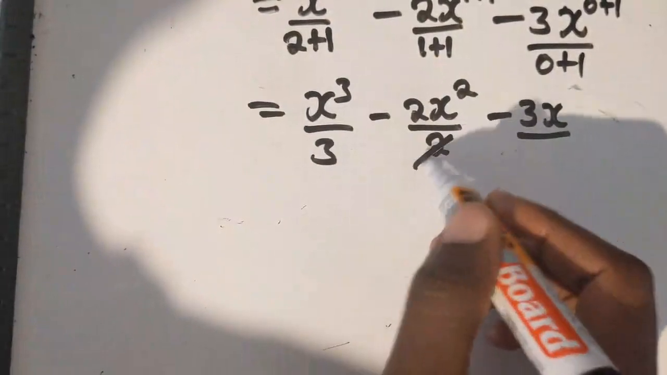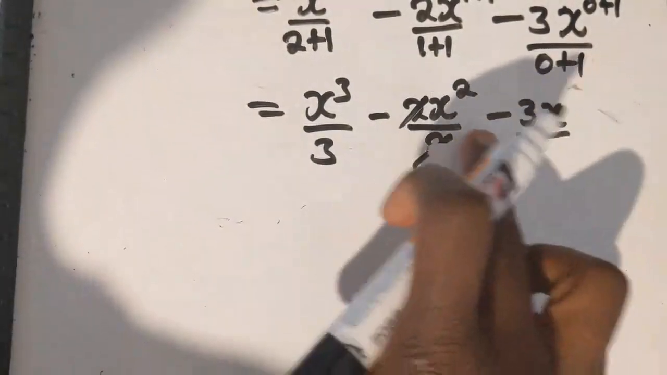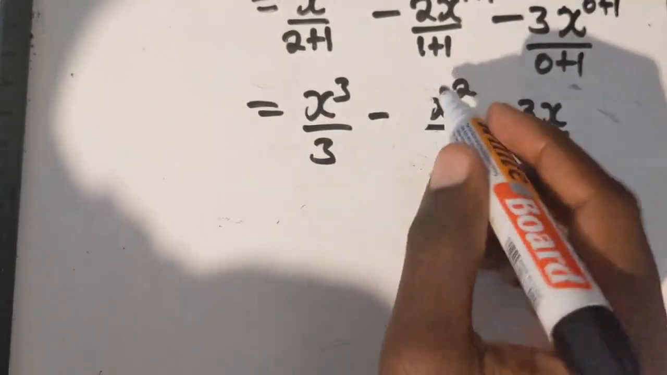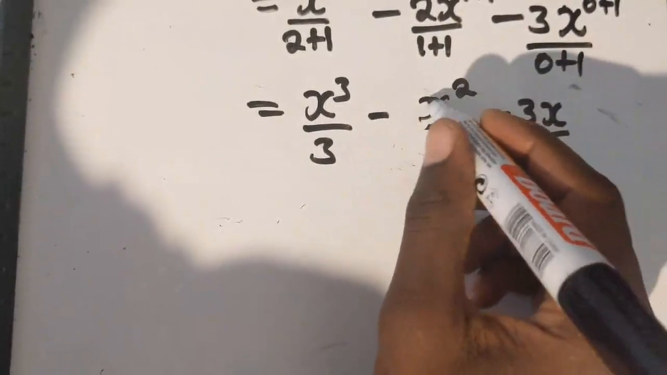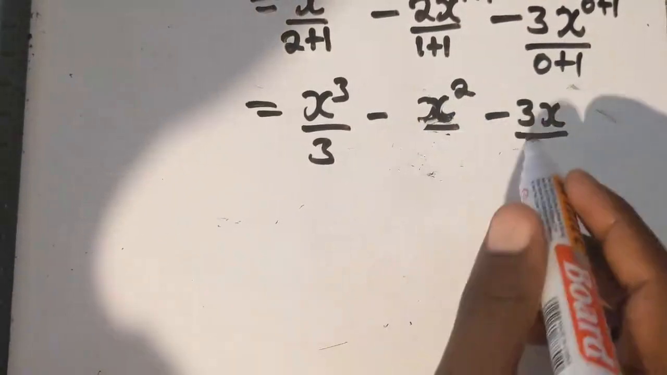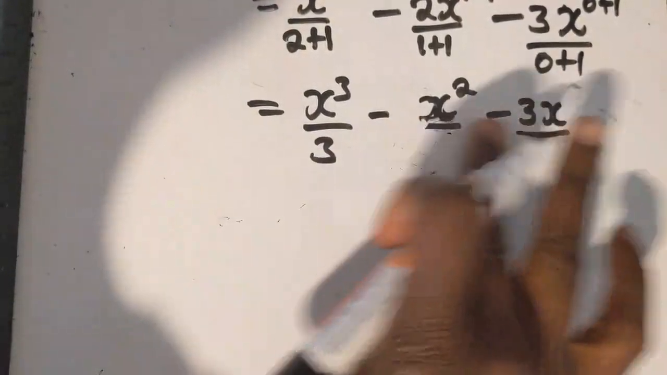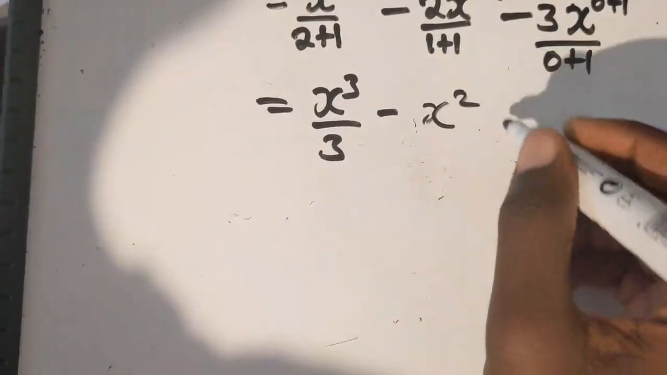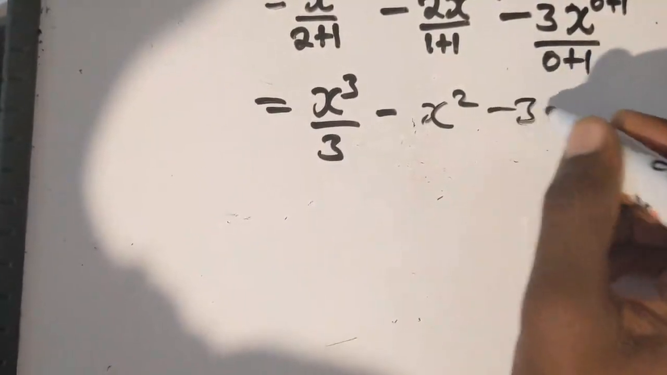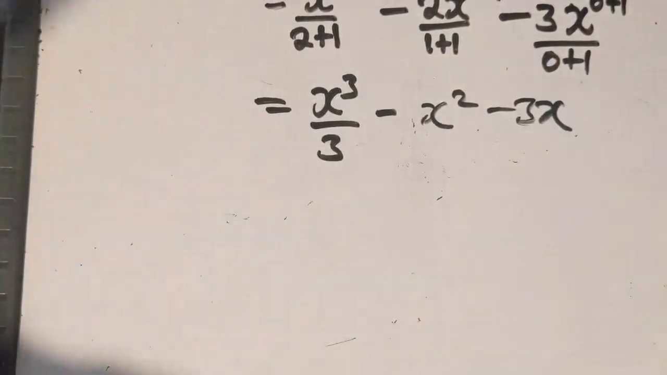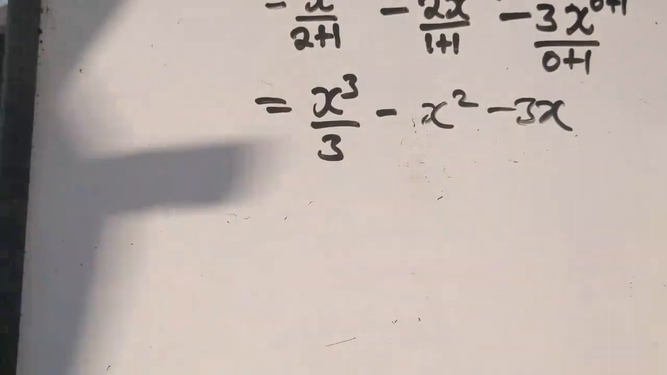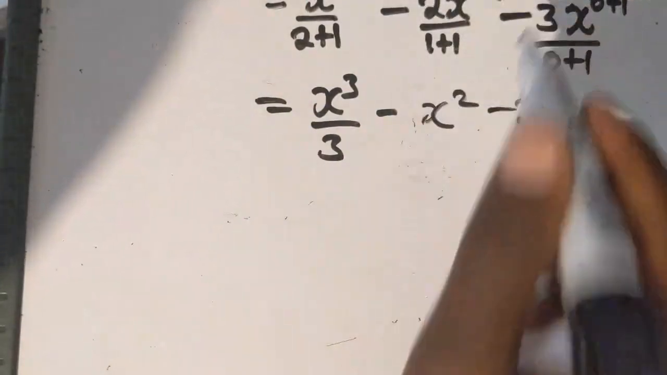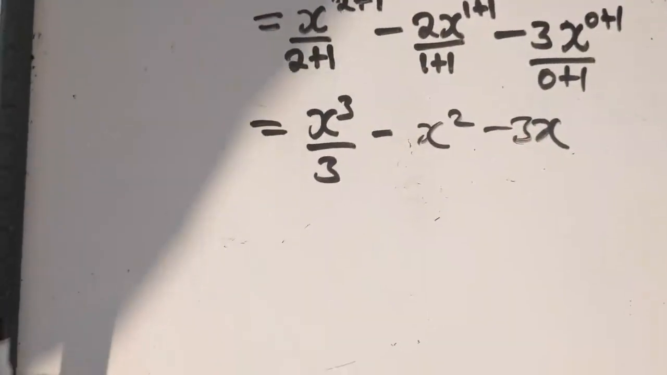So here the 2 goes with that 2, then it will be like this, just x, to be x squared. Then this, it will be like that. Let me just write it properly. So it is going to be x squared minus 3x, like that. I'm just trying to create some space here. I just divided this 2 into that. The 2 goes with that, the 1 goes with that 1. So that's what I've just done.